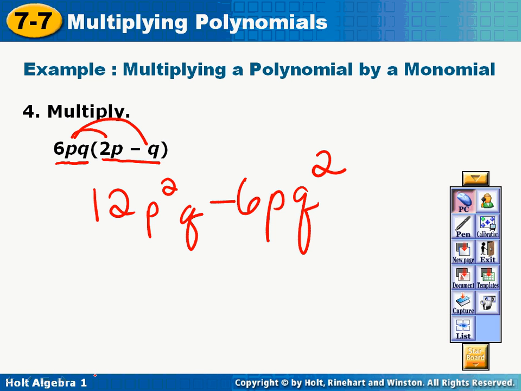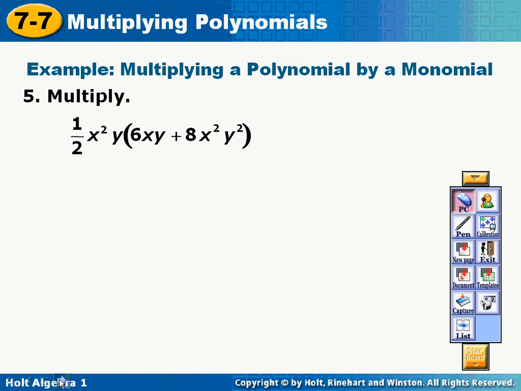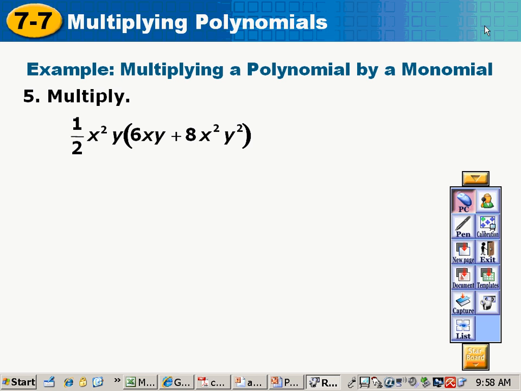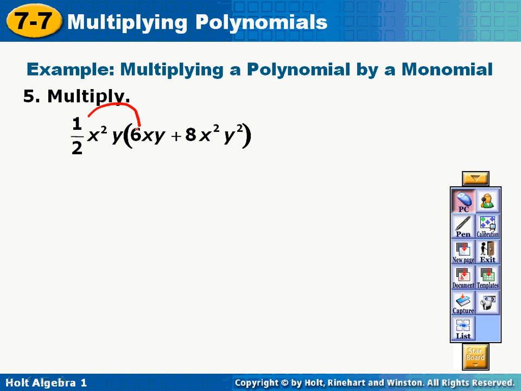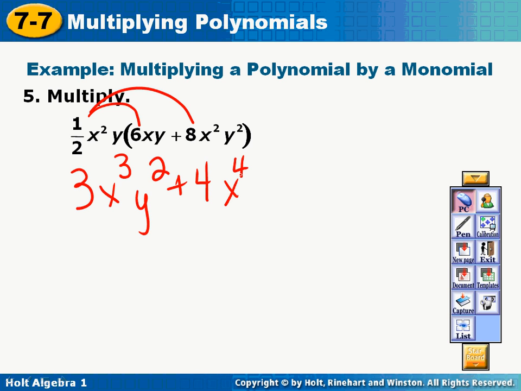Okay, now we're going to go to number 5. Number 5, pause and write it down. All right, go. So we're going to distribute. When I distribute, I have to do 1/2 multiplied by 6, which is 3. I have to add the x exponents, which is also 3. And then add the y exponents, which is 2. So remember, it's multiply coefficients, add exponents. Half of 8 is 4. X to the fourth, y third.